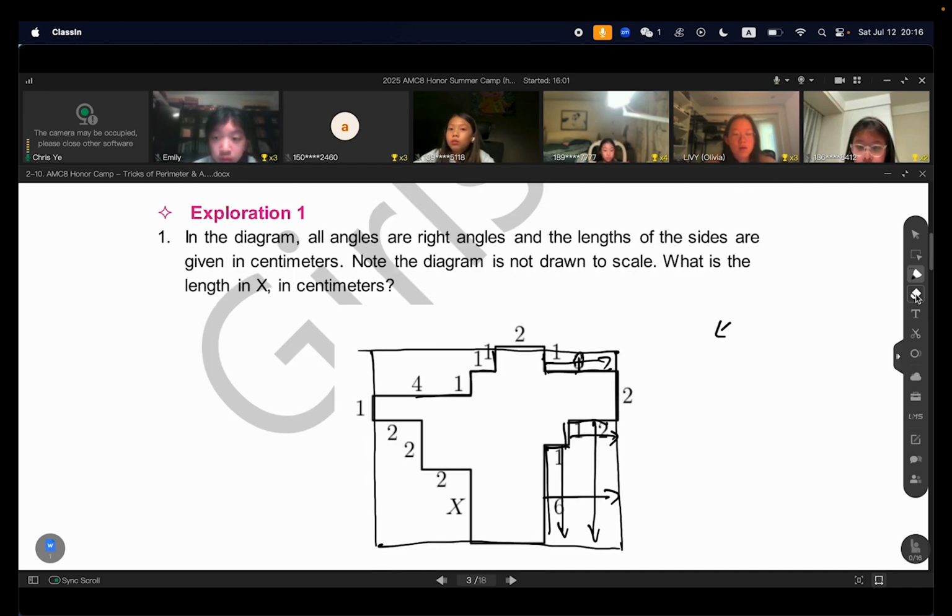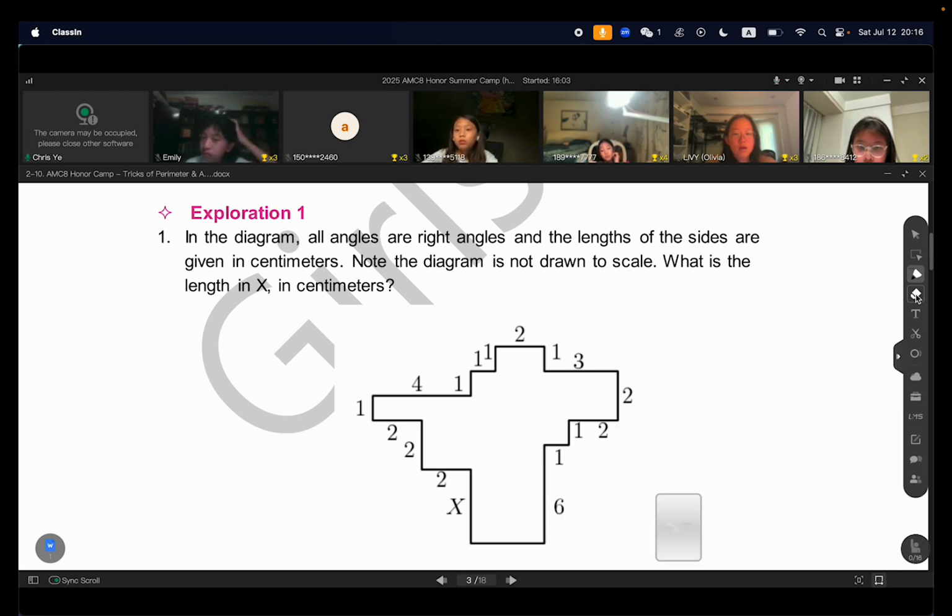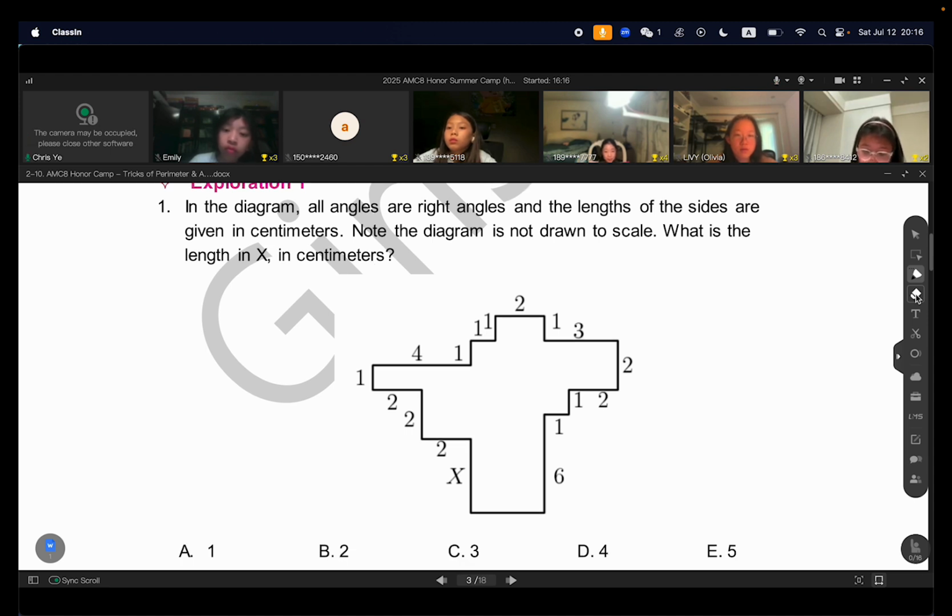And now let's move on to the first equation problem. It asks, in the diagram, all angles are right angles and the lengths of the sides are given in centimeters. Note the diagram is not drawn to scale. What is the length of x in centimeters? So this is x, and we want to find the length of that. It looks quite simple, but first we need to prove that these are parallel to each other.